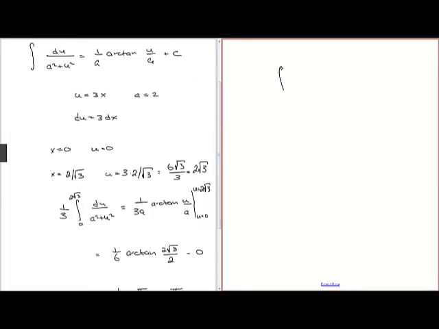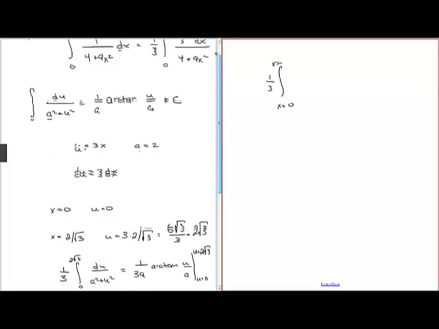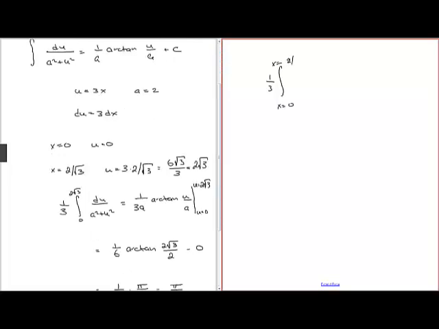And we have 1/3, and the limits are x equals 0 to x equals 2 divided by the square root of 3, of du over a squared plus u squared. And so what we get is 1 over 3a, the arctangent of u over a, evaluated between x equals 0 and x equals 2 divided by the square root of 3.